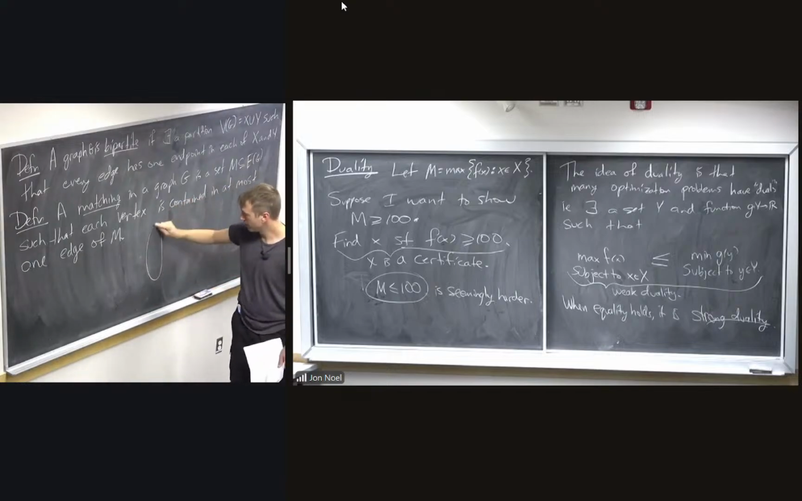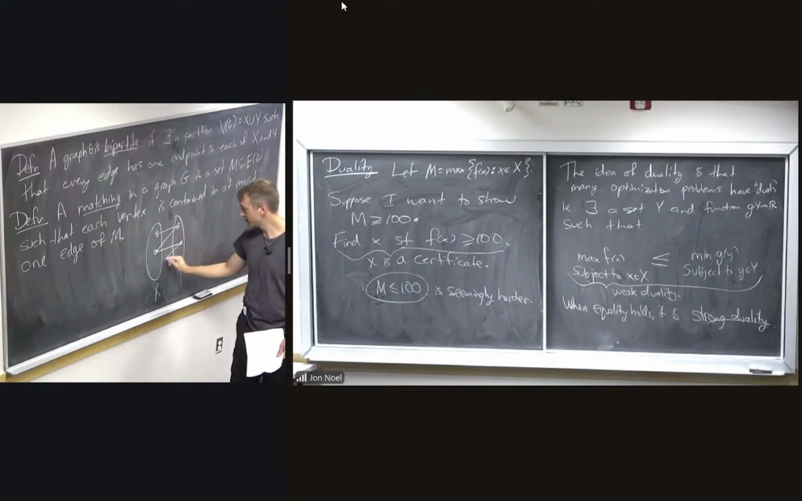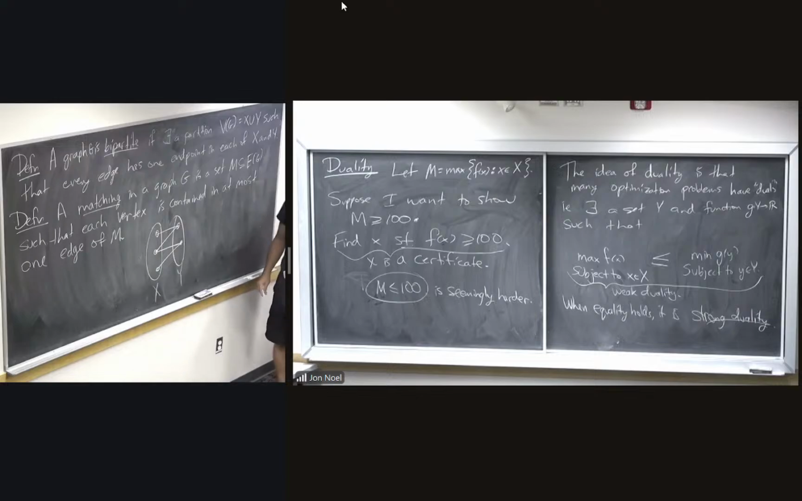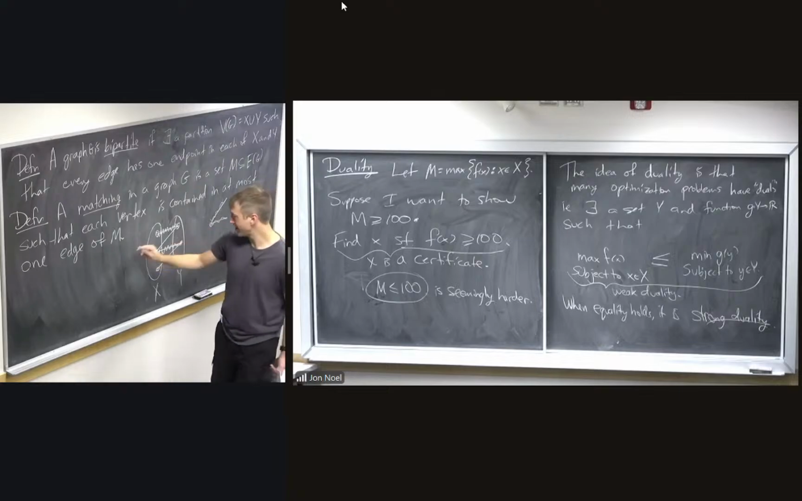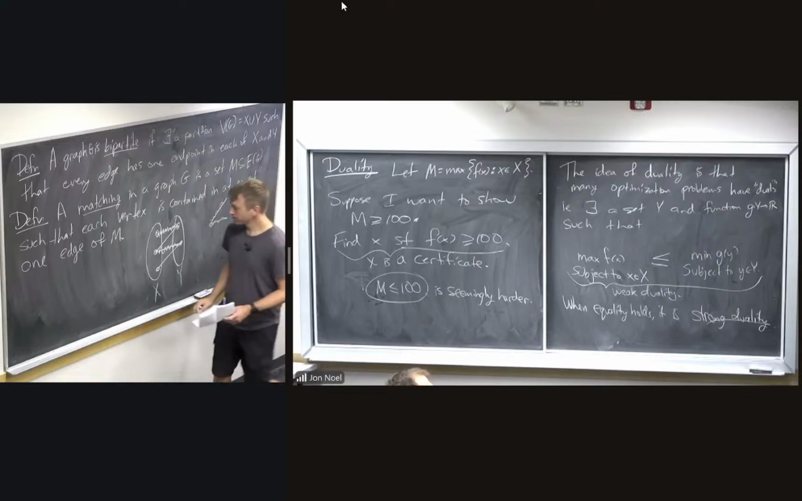Okay, so a bipartite graph is just a graph with two sets X and Y, where every edge goes from one set to the other set. Right, so that's the first definition. And then a matching is a set of edges such that, for example, these two edges would be a matching because they don't have any common vertex. Like these two edges are not a matching because they hit the same vertex twice. So, a matching in a bipartite graph.